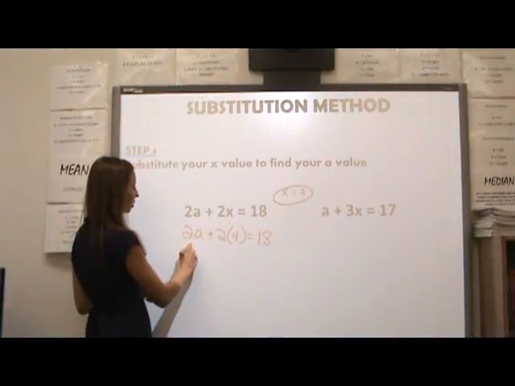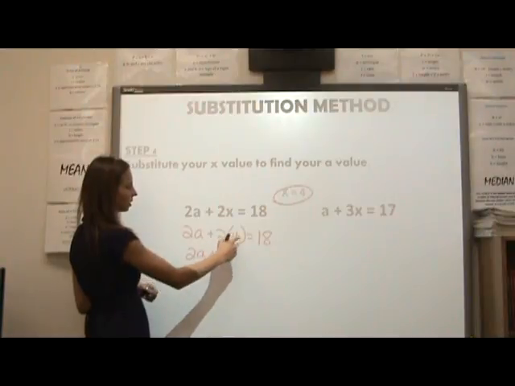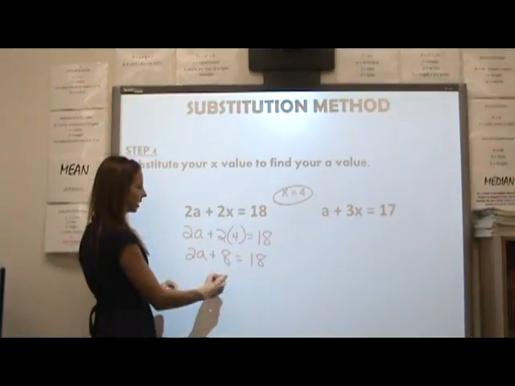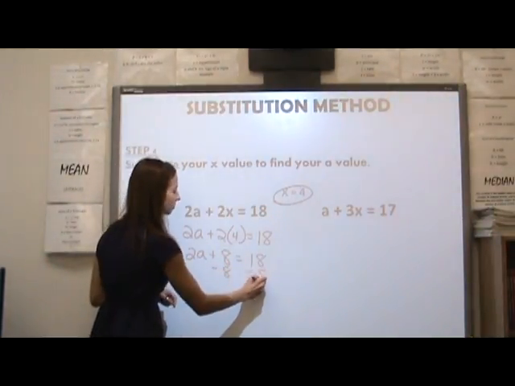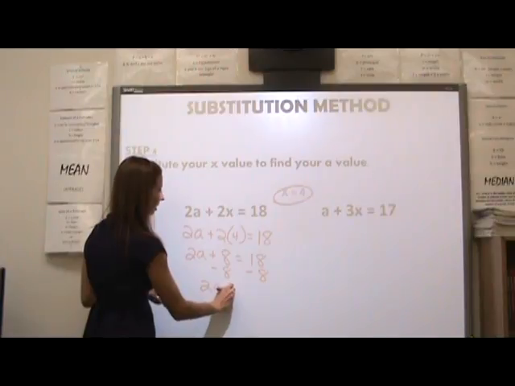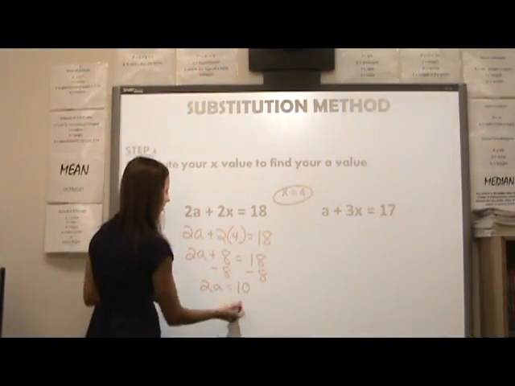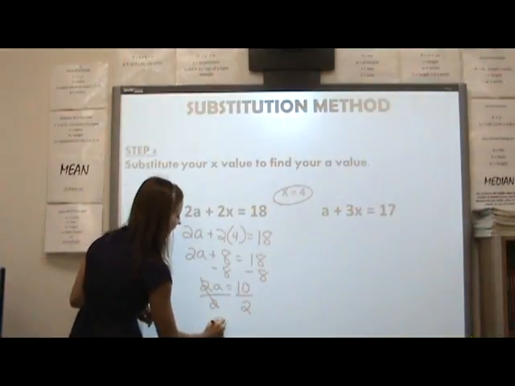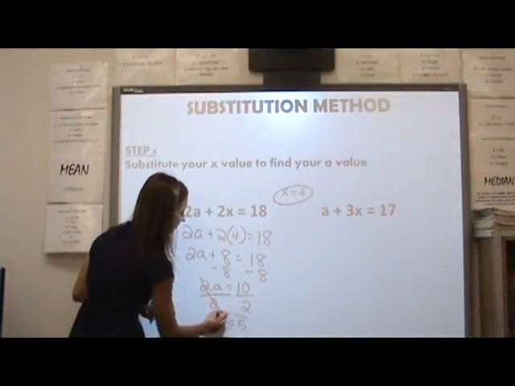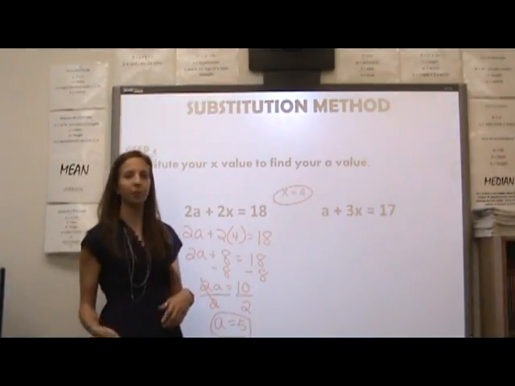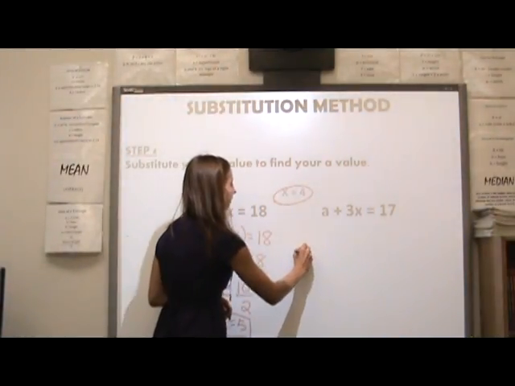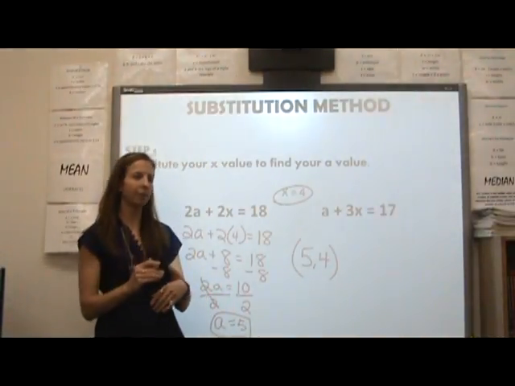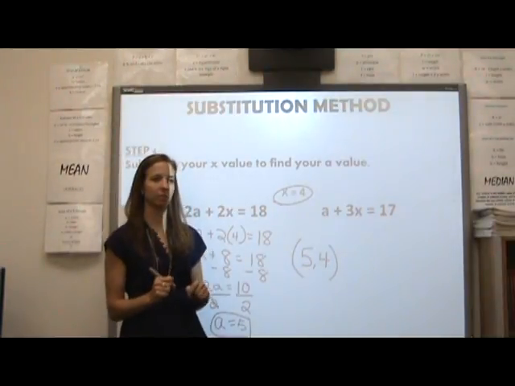At this point, we can drop our 2a down. 2 times 4 is 8 equals 18. We want to combine like terms, so we're going to bring the 8 over. 2a equals 10. Divide by 2 on both sides. A equals 5. So at this point, we found our ordered pair, 5, 4. And this is the point on a graph where our two lines would intersect.